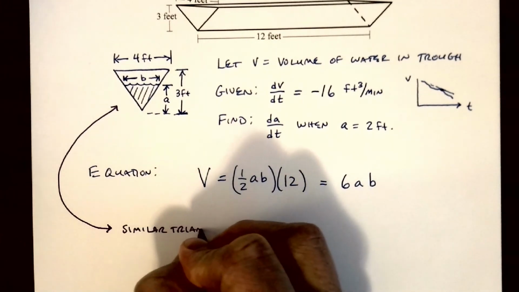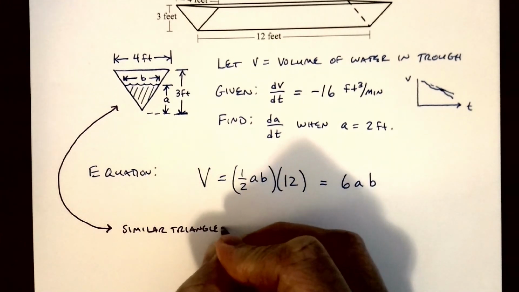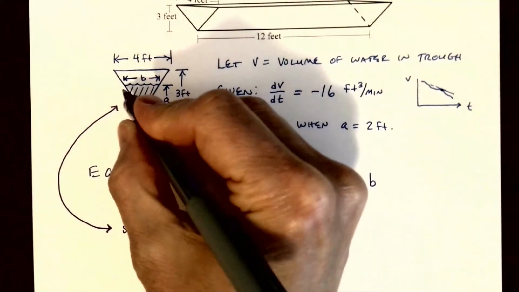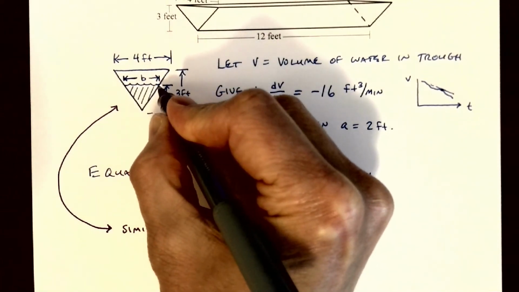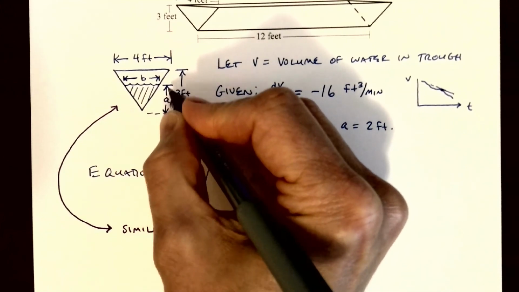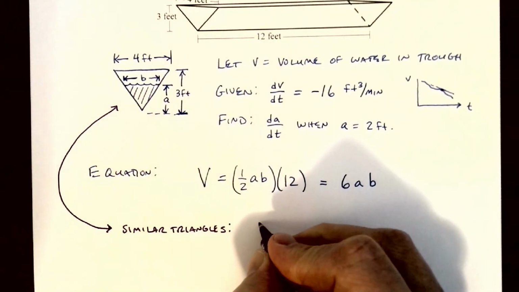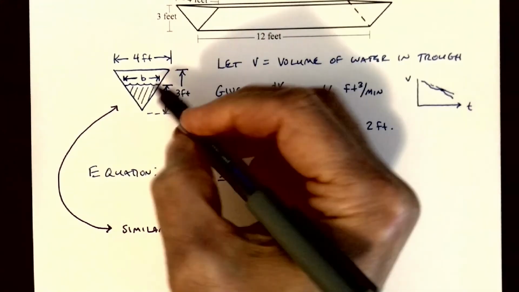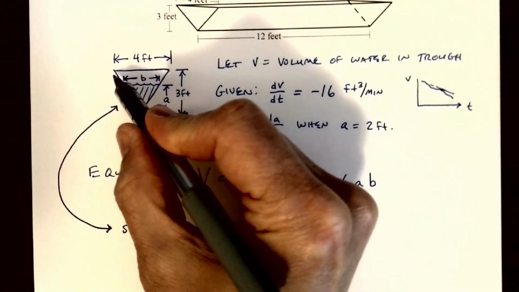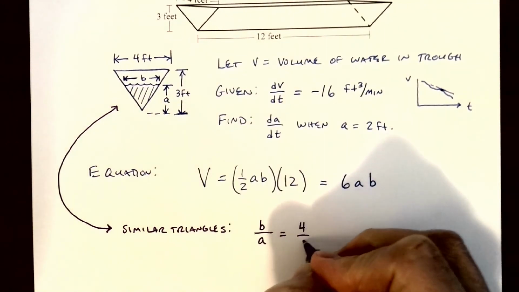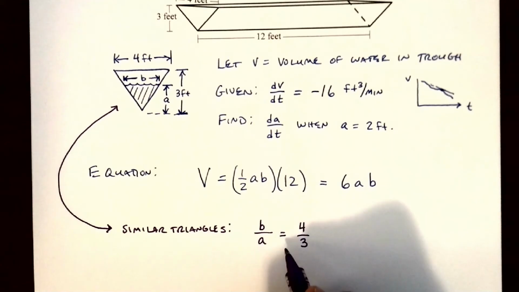And we know that similar triangles have their side lengths in proportion to one another. And therefore, if I look at the top of the water, the length across the top of the water to its depth or height, which would be B is to A, well, that ratio is the same as the trough's distance across the top to its height, which is 4 is to 3. So B is to A as 4 is to 3.